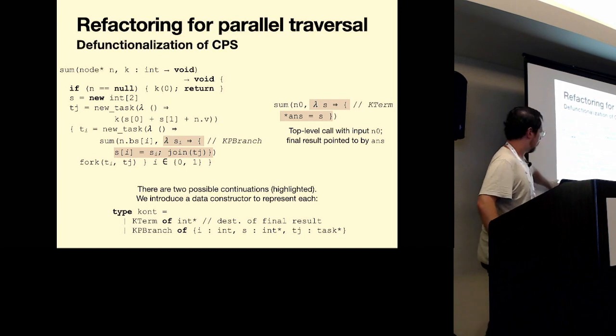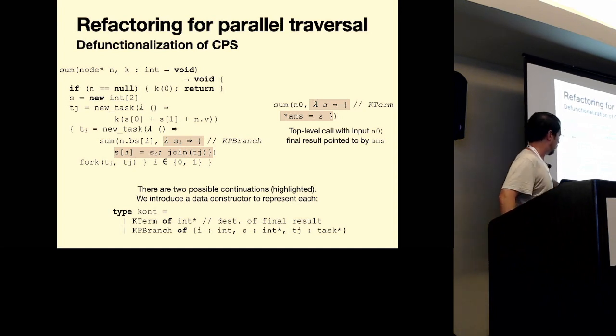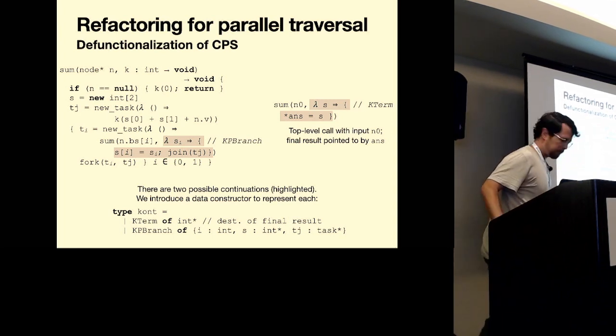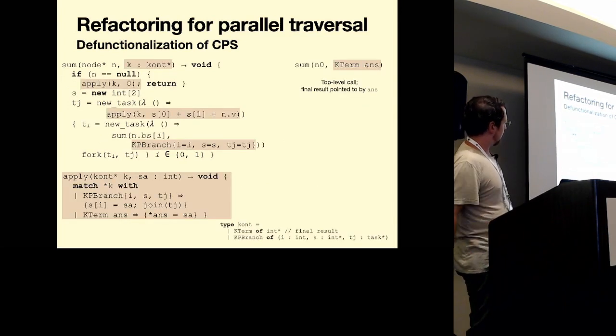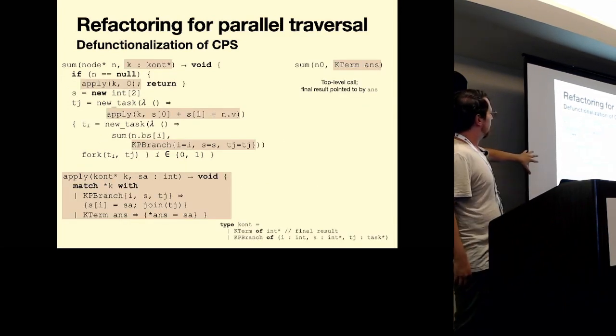So this is just the typical defunctionalization. For each of these two continuations, we define an algebraic data type that represents each as a tag and has a record that stores all of the variables that are free in the body of the continuation. That's the first step of this defunctionalization.